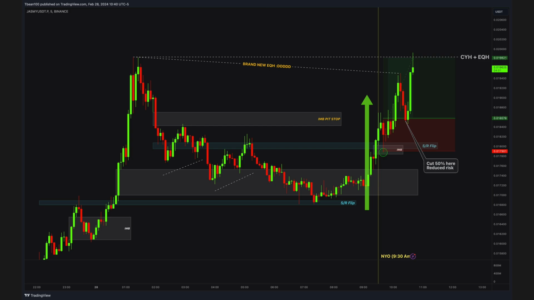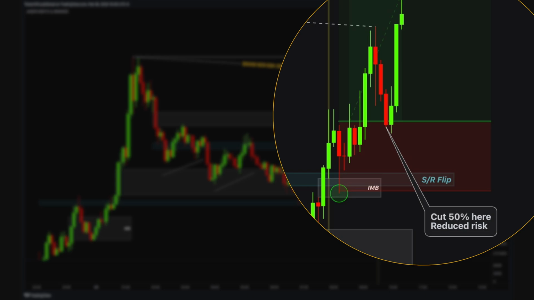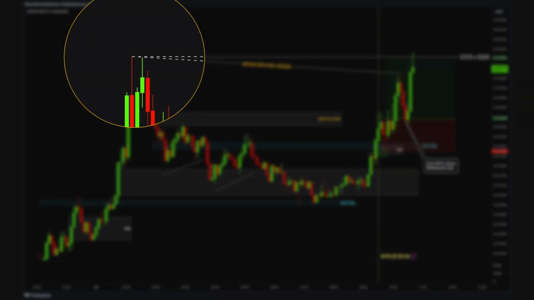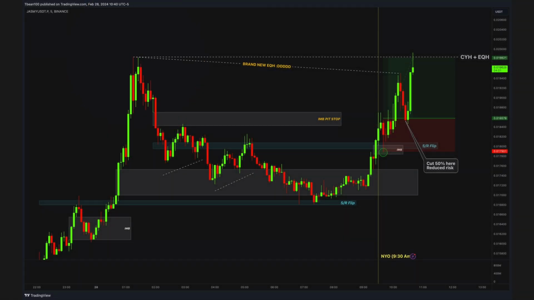My entry is not great here. Later on, price pulled back on me. At that moment, I had to cut like 50% around break-even to manage my risk. If you look on the left, these tiny equal highs, which will be very obvious in 1-minute charts, are a great target. A simple trade setup and entry.